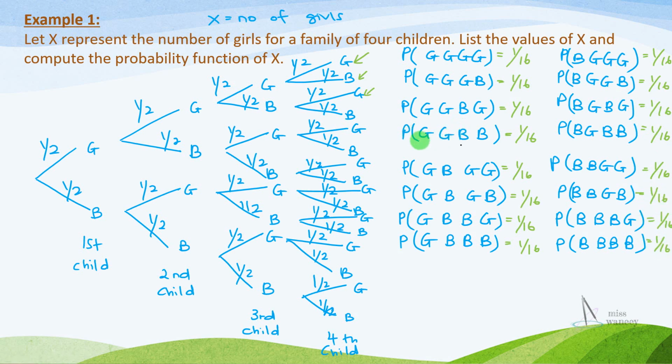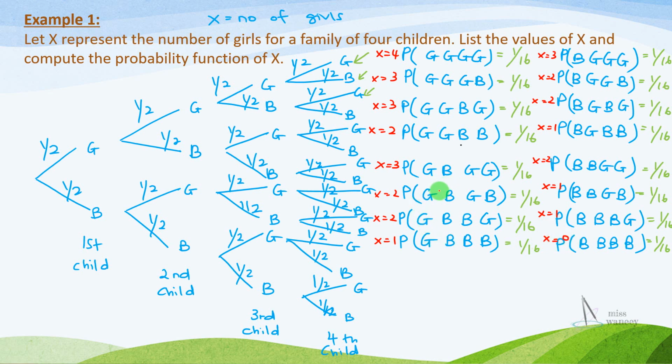Okay, so now let us list down the value of X for each of them. This one over here, we have 4 girls, so X equal to 4. This one is X equal to 3, X equal to 3, X equal to 2 because we have 2 girls, and then X equal to 3, X equal to 2, X equal to 2, X equal to 1, and then X equal to 3, X equal to 2, X equal to 2, X equal to 1, X equal to 2, X equal to 1, X equal to 1, and X equal to 0.